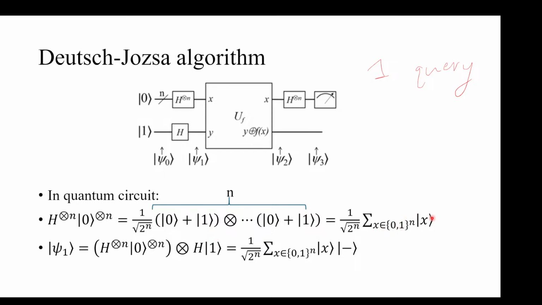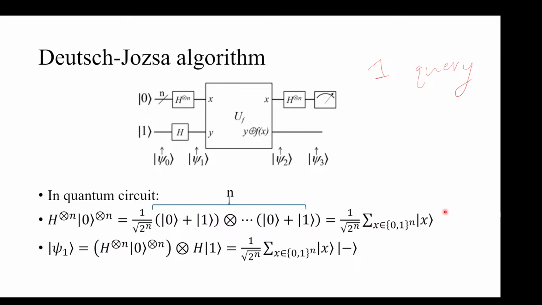So we just write this as a summation over x being all possible n-bit strings, of x. For example, the 0 tensor 0 tensor 0 component will correspond to the all-0 string here. Okay, so that's the input to the oracle.